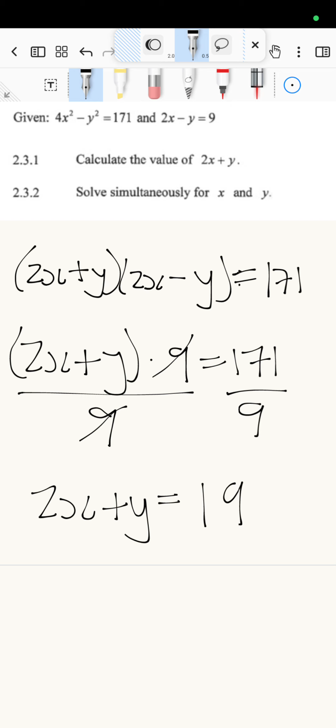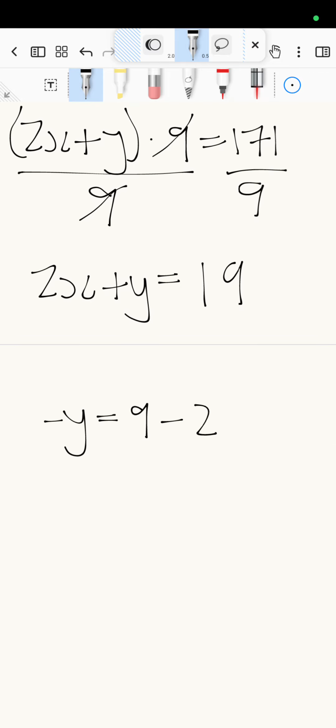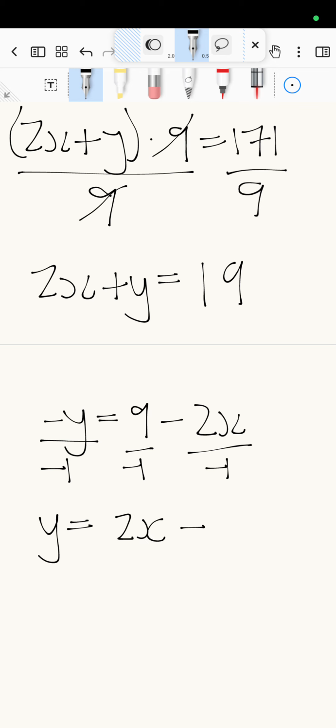Okay, so that's 2.3.1. Well, let's go straight into 2.3.2 as well. So there they want us to solve simultaneously. So let's take our second equation. Let's take this one over here, and let's make y the subject. So the 2x I'm going to subtract on both sides. So I will end up with minus y equals 9 minus my 2x. Get rid of our negative, so we're going to divide everything by negative. So I'm going to have y is equal to, I'm going to write my x term first. So it's going to become a positive 2x, and it's going to be a minus 9.